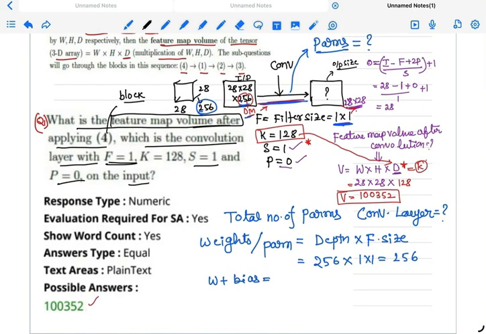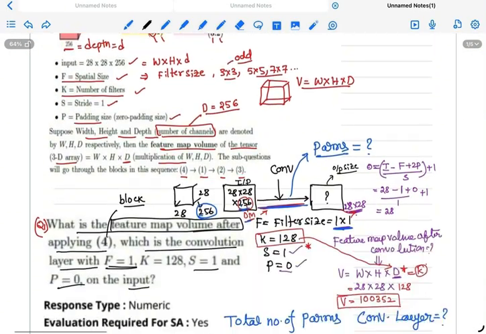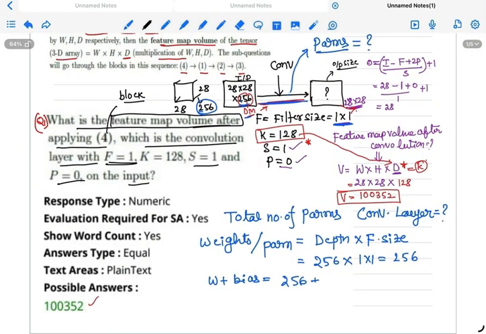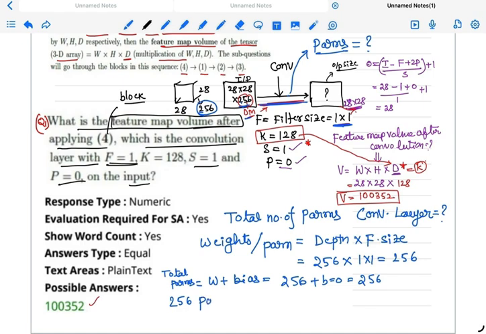Bias also we can add. So weights equal to 256. If they mention in the question to ignore the bias, then b equals 0. So the total parameters are 256 per filter, that is, per one filter.